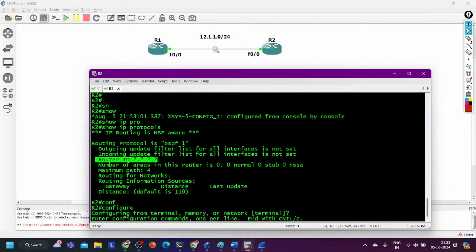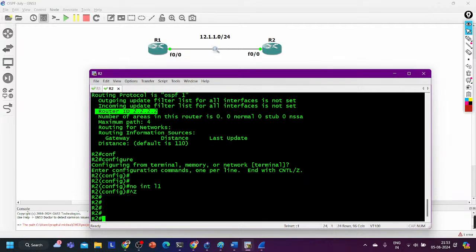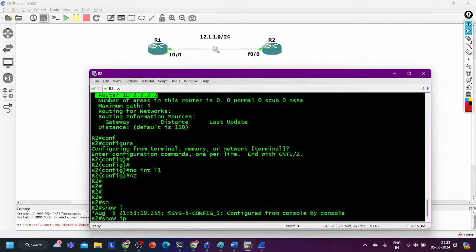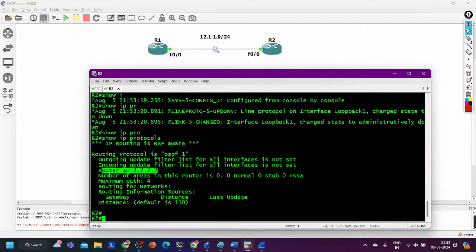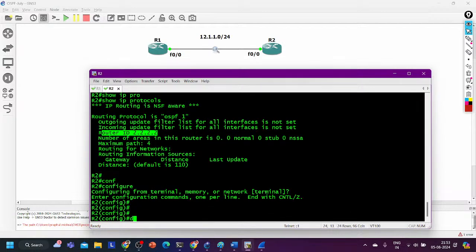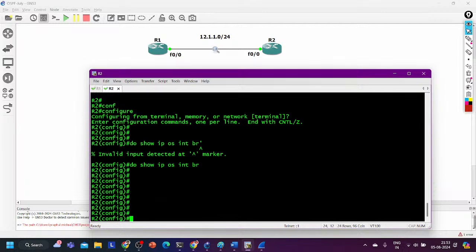But now if I remove the loopback interface, no interface loopback 1, the router is not going to change its router ID. So IP protocol, router ID is still 2.2.2.2, right? Once a router elects a router ID, after that it is not going to change it. Now I am going to advertise the network here, so show IP OSPF interface brief. By default OSPF is not enabled on any interface.